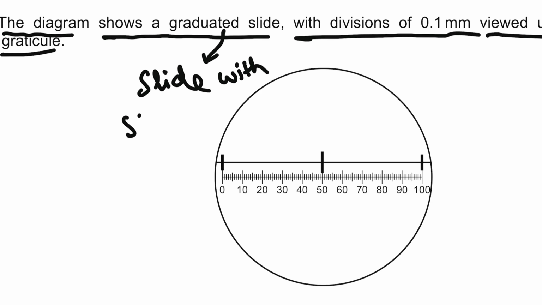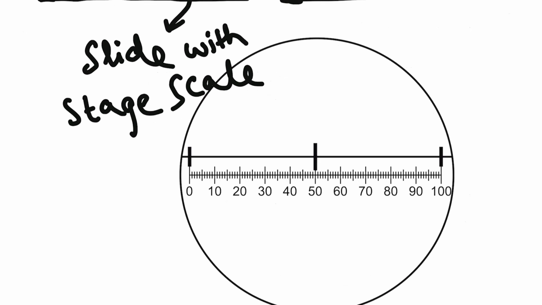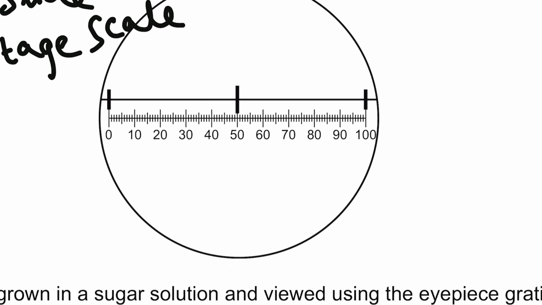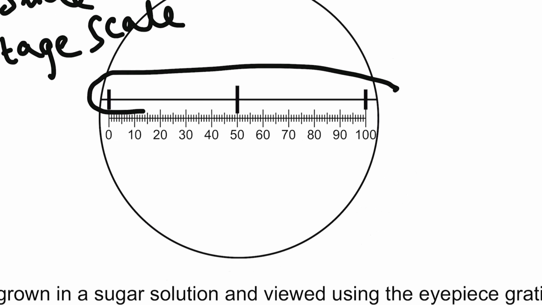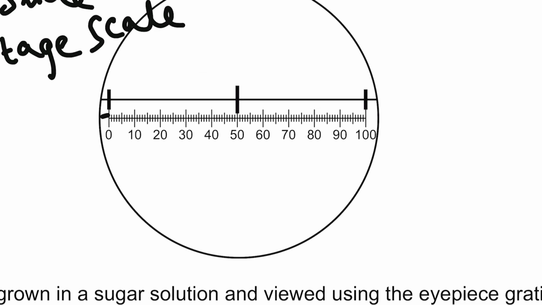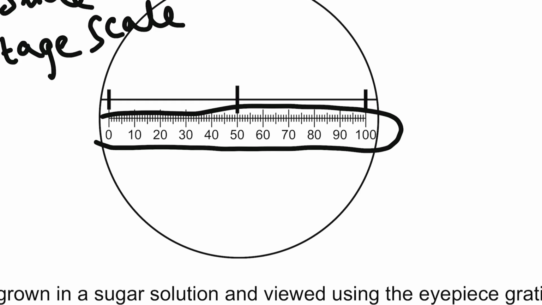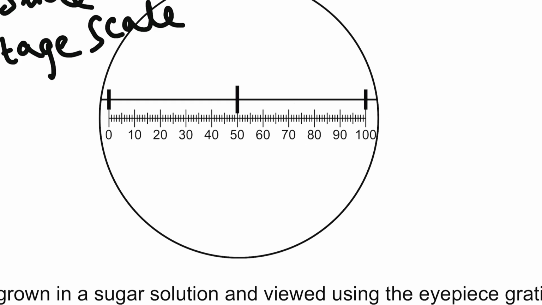Slide with stage scale. This is a graduated slide, and when you place the slide, a scale appears on the field of view. So this is the scale which is found on the slide, known as the stage scale, and this scale over here at the bottom is the eyepiece graticule, which is fitted into an eyepiece.